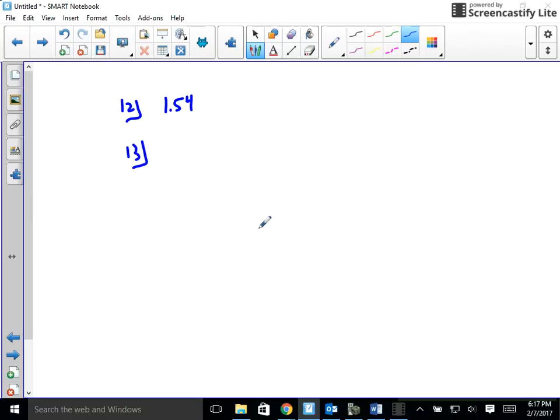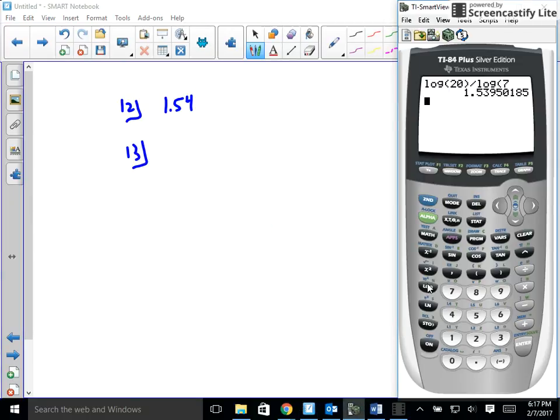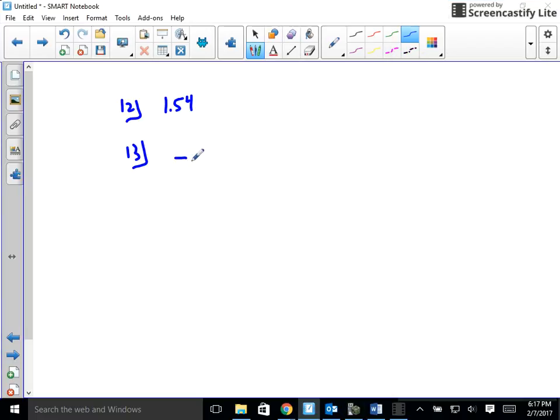For number 13, I'm going to take the log of 1/3. You got log, and make sure you're practicing this in your calculator. Log of 1/3 divided by the log of 6, and I get negative 0.61. So negative 0.61. These answers can be negative.